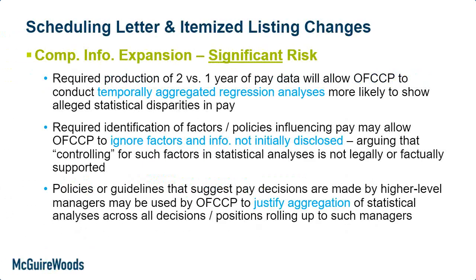The risk management implications of this are probably the most profound out of any of the changes in the scheduling letter. The 2 years of data will allow the agency to do temporally aggregated regression, which basically means they're going to be able to double the sample size. So if you have a workforce of 500 employees in a particular regression study they could run, given that they have 2 years of data, that means they have 1,000 observations to include in a regression model.